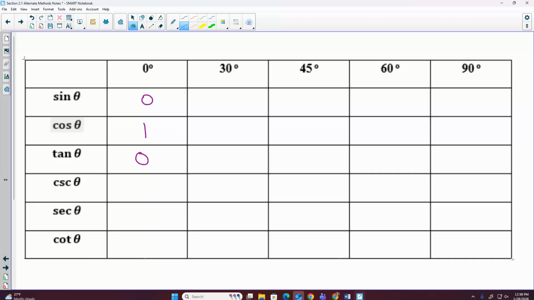Okay, cosecant is the reciprocal of sine. What's the reciprocal of 0? Okay, secant's the reciprocal of cosine. Reciprocal of 1 is 1. Cotangent's the reciprocal of tangent. So undefined.